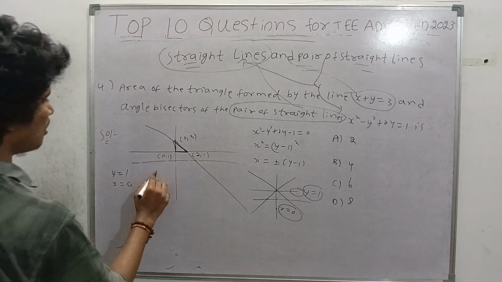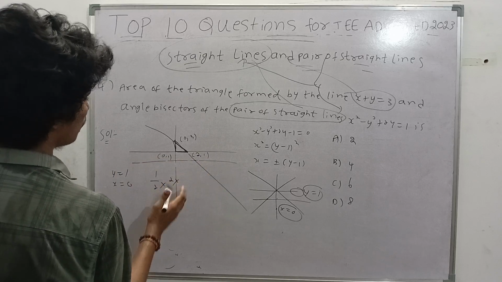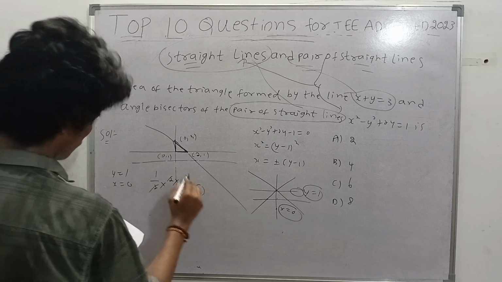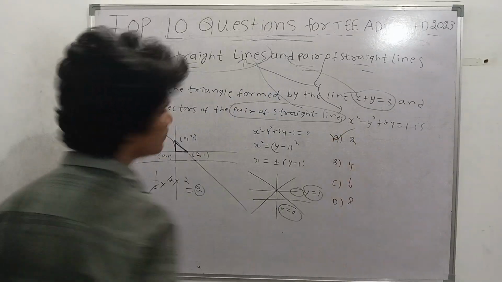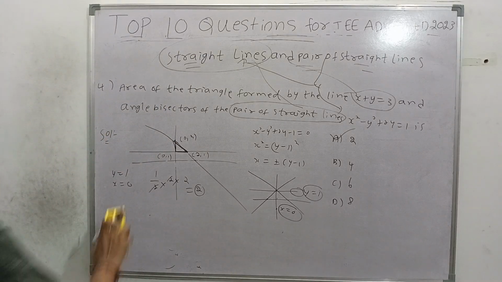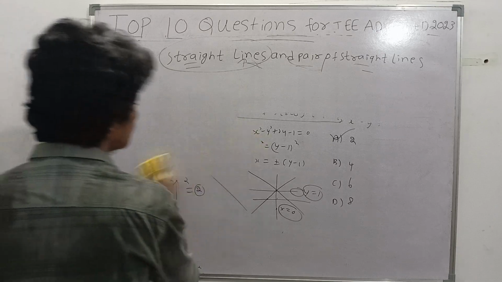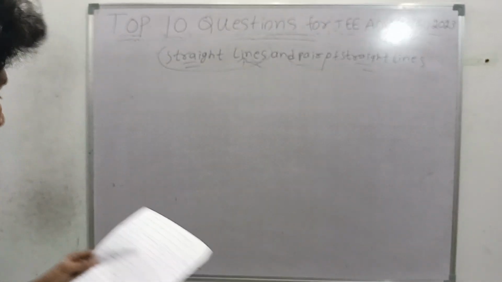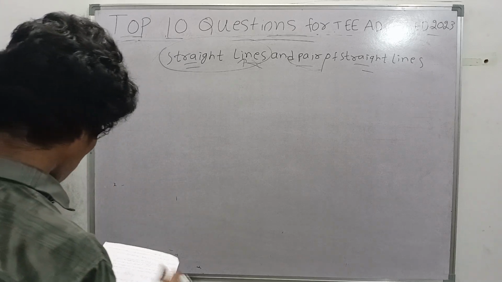What is the area? Half into base into height. What is the length here? 2. And what is the length here? It is 2. The 2s get cancelled. So the area is 2. Yes, option A is correct. This is the fourth question completed. Now, the fifth question.